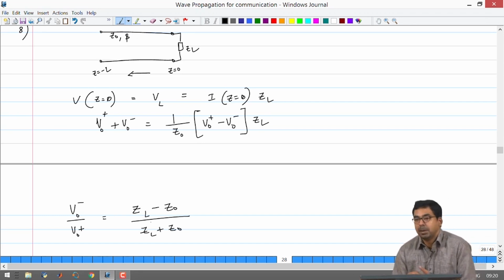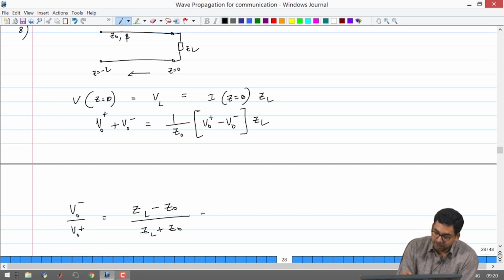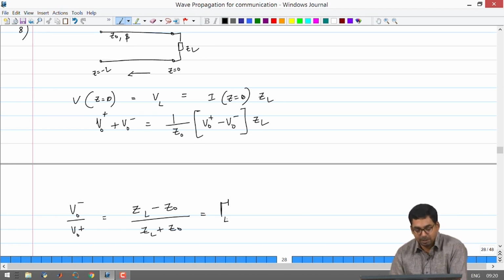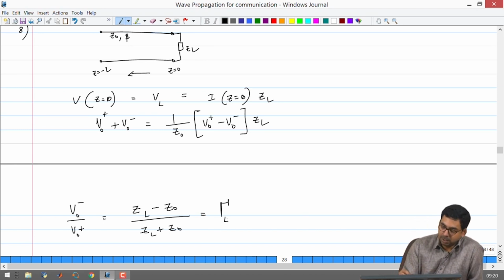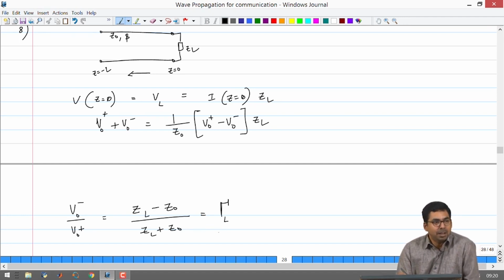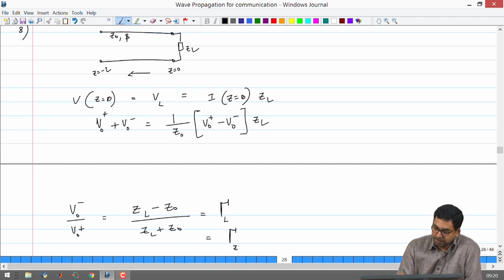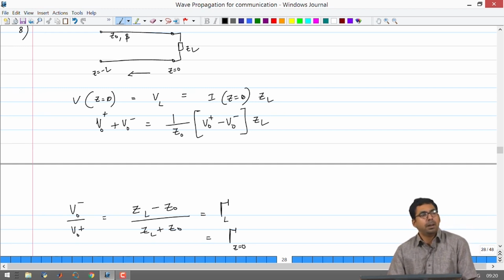Here it is simply ZL minus Z naught by ZL plus Z naught, alright, and we will call this gamma. And to say that it is gamma at the position of the load, we will replace it with the suffix L to just say that it is a load. Sometimes these conventions can become confusing, especially when you have the length marked as minus L and all that. So, it is okay to be very specific, you can always say gamma at, it is okay, right.